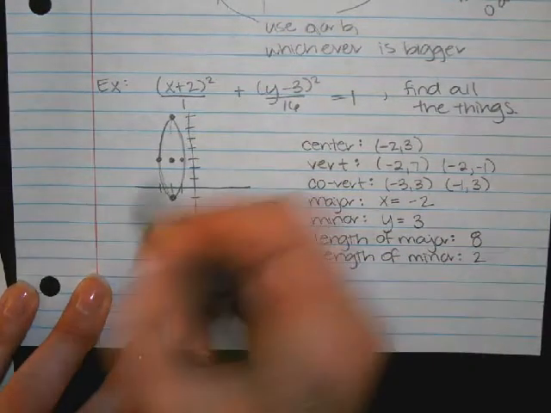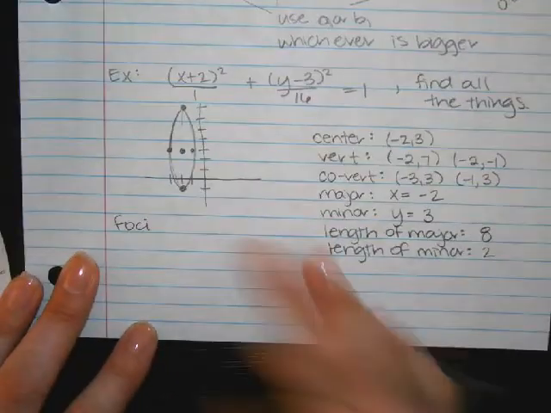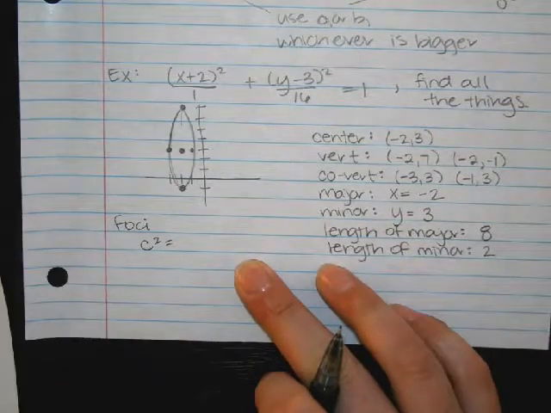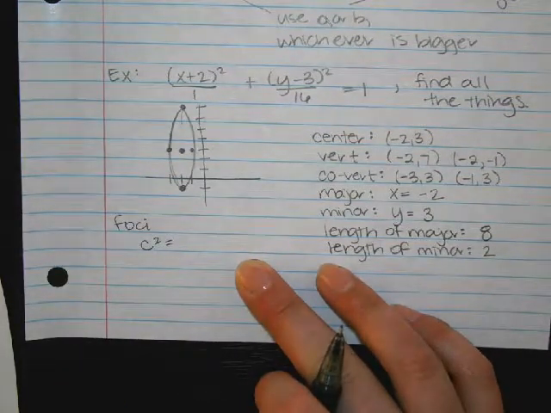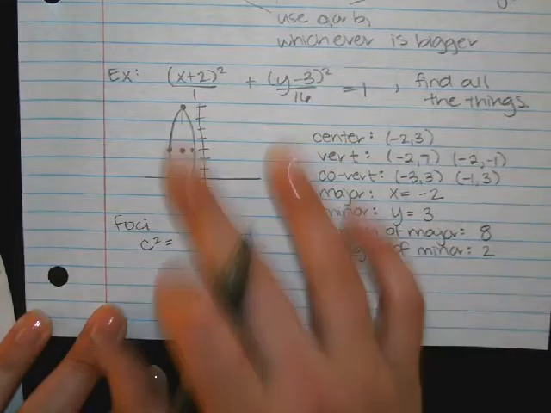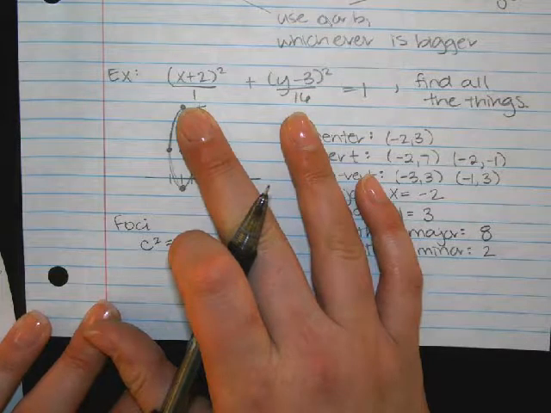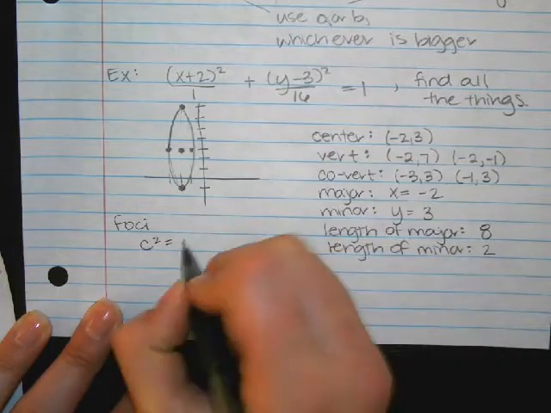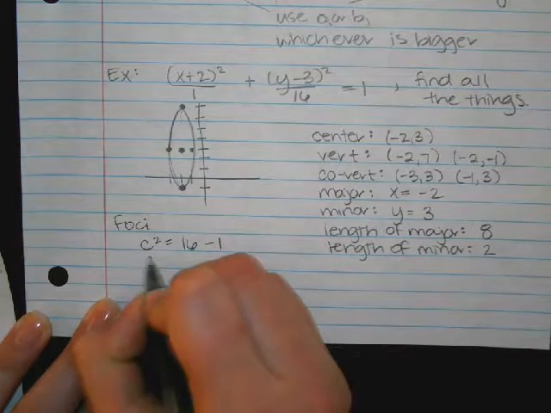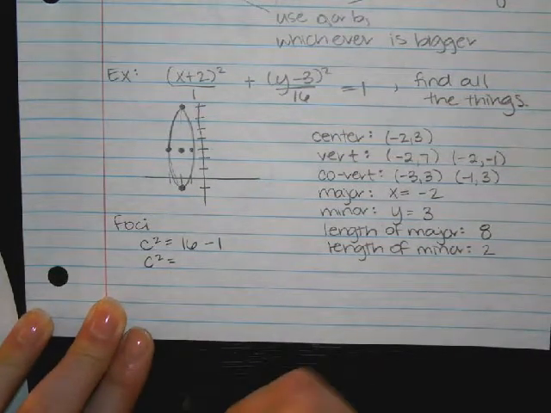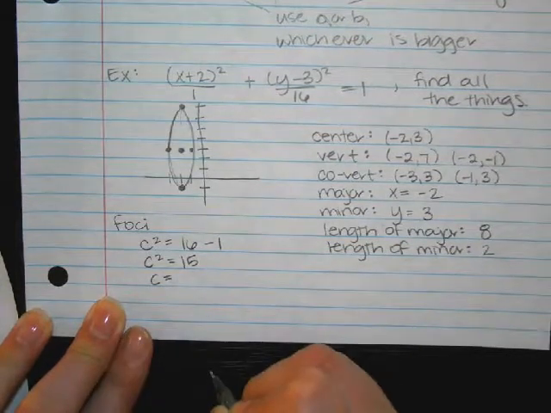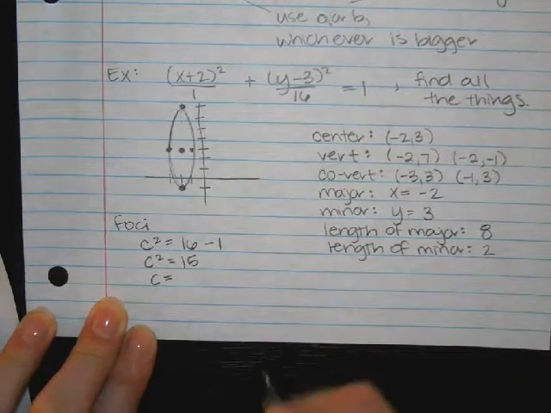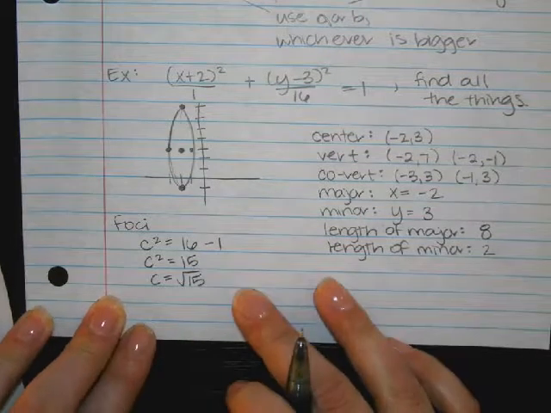All right, now for the foci, to find both of them, we're going to do c squared equals a squared minus b squared, or b squared minus a squared. We're going to do whichever one is bigger minus smaller. So if you look at the bottoms, you have 1 and 16. We subtract bigger minus smaller: 16 minus 1. So c squared equals 15. And so c equals, they're already squared when they're written on the bottom, so the square root of 15.